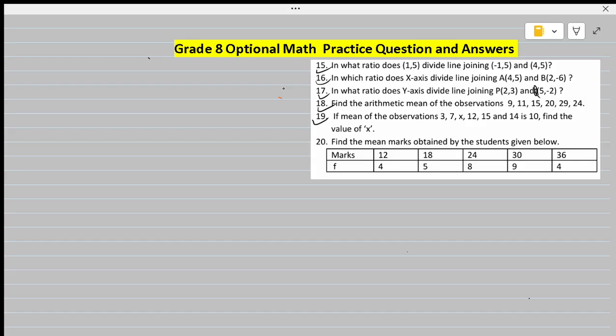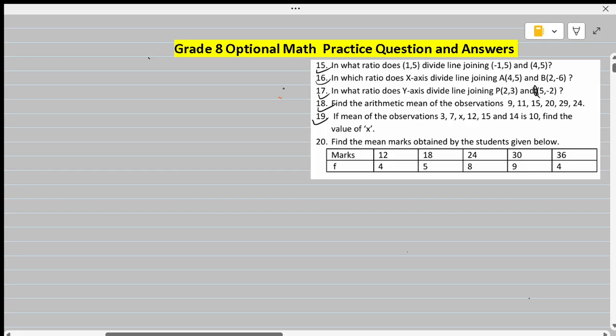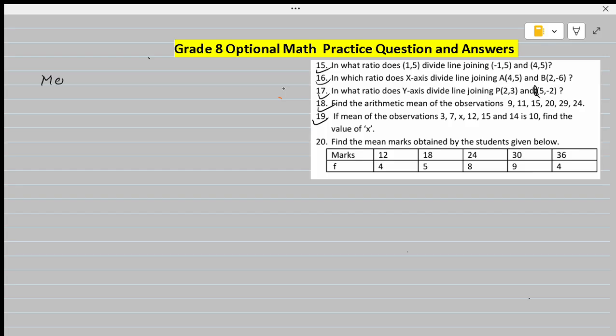Okay, number 19. It's a reverse of number 18, right? If the mean of the observations is 10, then find the value of x. So here, same thing: mean equals summation x divided by the number of observations n. The value of the mean we are given here is 10, so in place of mean we can keep 10.